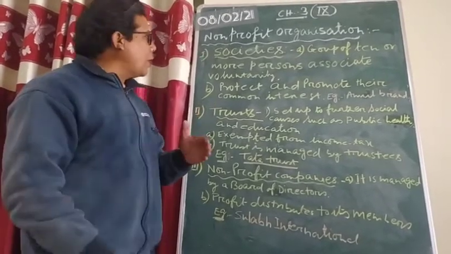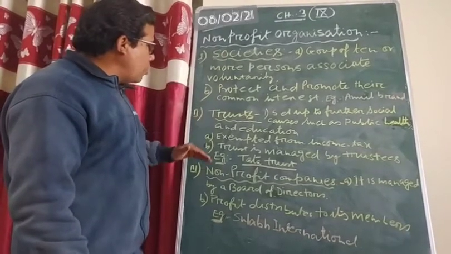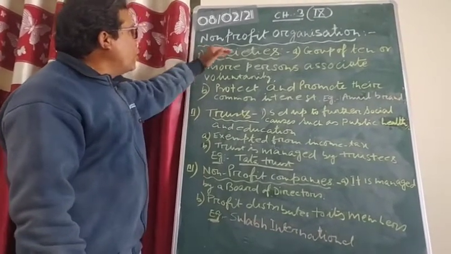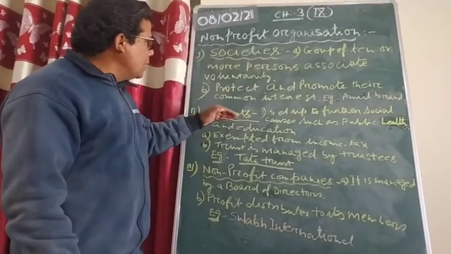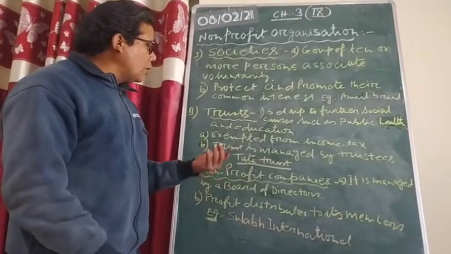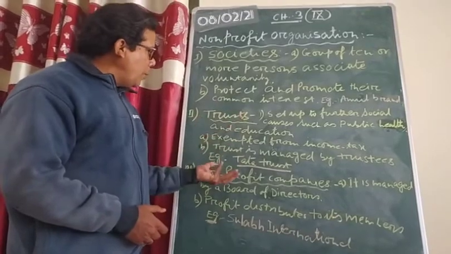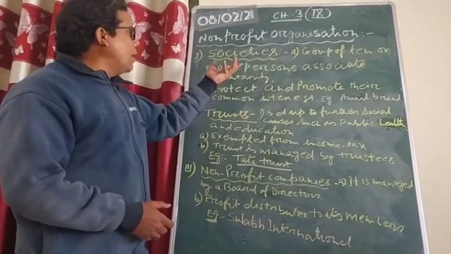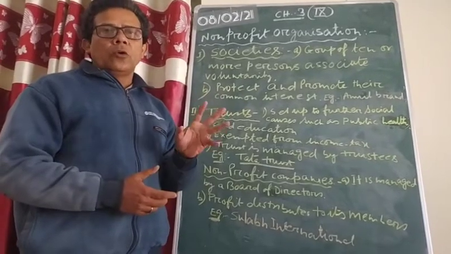And these non-profit organizations are divided into three parts: societies, trusts, and non-profit companies. You must know about societies, and the example is very important. Similarly, I told you about trusts and their examples, and at last I talked about non-profit companies. Just remember what a non-profit company is, what a trust is, what a society is, and one example. That's more than enough for your syllabus.